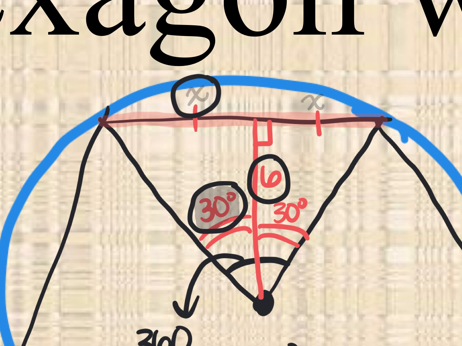30, 60, 90. We could use 30, 60, 90. I'm going to use sine, cosine, or tangent. Feel free to use whichever one you're more comfortable with. If you're a 30, 60, 90 person, use 30, 60, 90. If you're sine, cosine, or tangent, use sine, cosine, or tangent. Now, I prefer sine, cosine, or tangent.